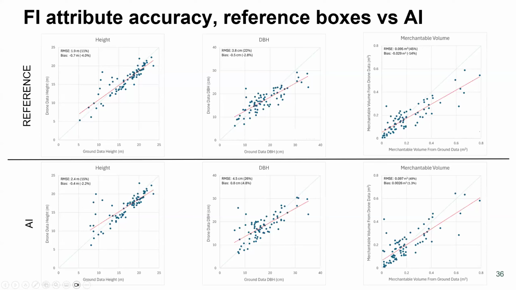And we also see that the bias, though, is better for the AI boxes because they are bigger. That created a little positive bias in the DBH estimation, which ended up having almost no bias for the merchantable volume. And you see the reference data set is minus 14%. And this explains the next result.